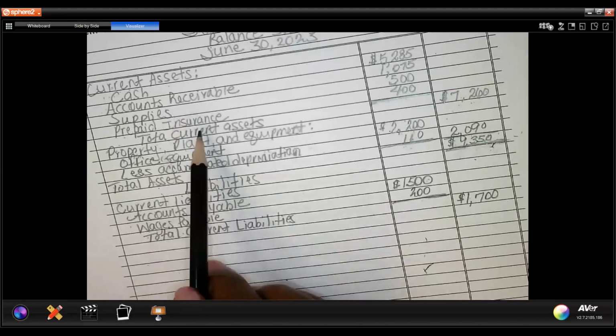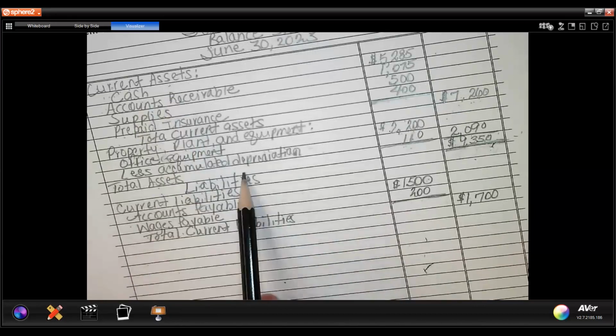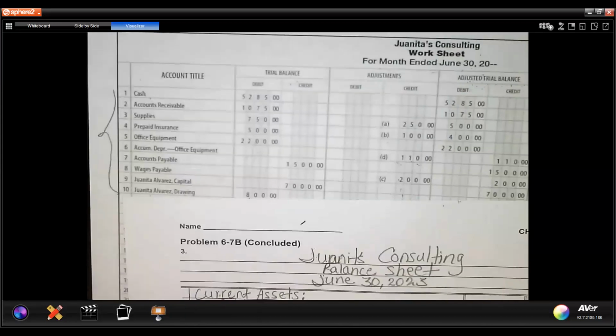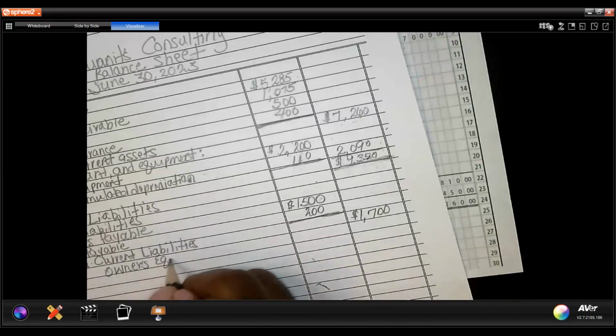Remember, we have our assets, we have our liabilities. So looking at our worksheet, we also include our owner's equity. Capital is also included as well as that drawing account. So we need to pull that information over as well. So here we're going to list our owner's equity.